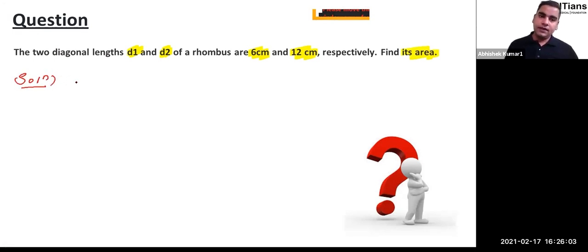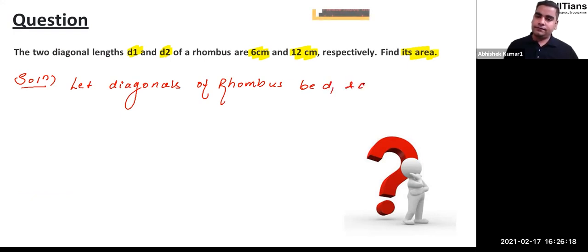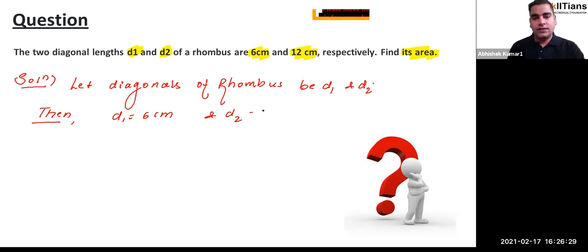Okay, here, what are we provided? So let diagonals of rhombus be D1 and D2. Then we know the value of D1 and D2. What is D1? D1 is equal to 6 centimeter. And what is D2? D2 is equal to 12 centimeter.